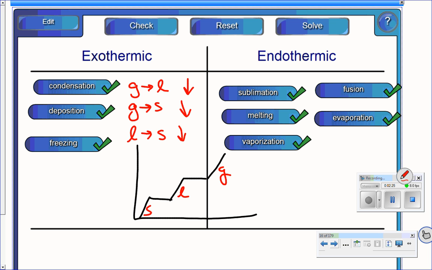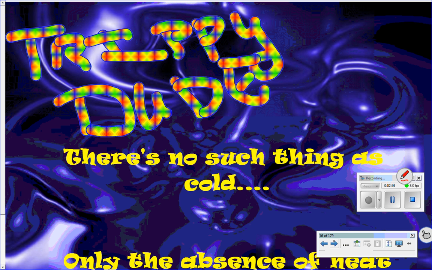If we look at the ones over on the endothermic side, sublimation, that solid to a gas, goes up on the curve. Melting, solid to liquid, you go up on the curve. Vaporization, liquid to gas, you go up on the curve. Solid to liquid for fusion, you're going up. Evaporation is liquid to gas, you're going up. So if you're on a heating curve, you're putting heat in, those are all endothermic changes. If you're on a cooling curve, you're removing heat, those are all exothermic changes.